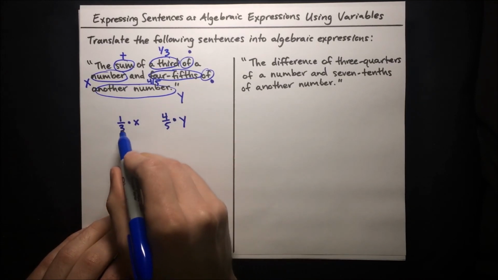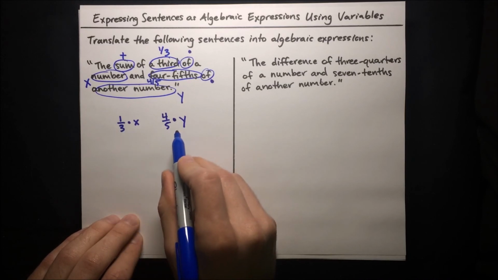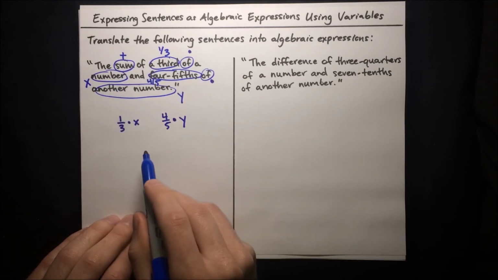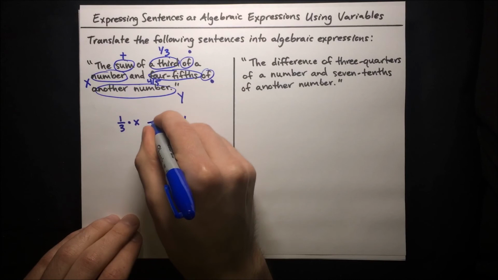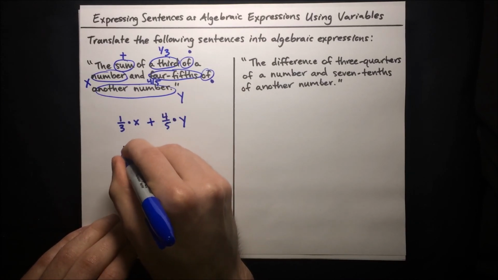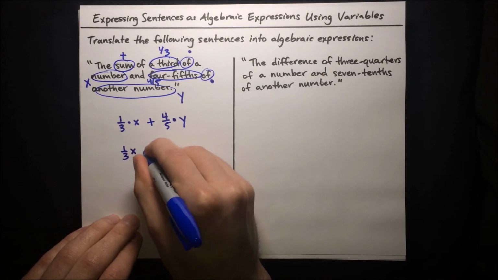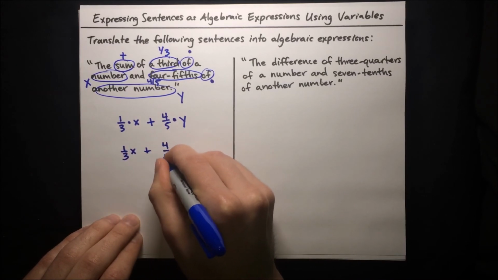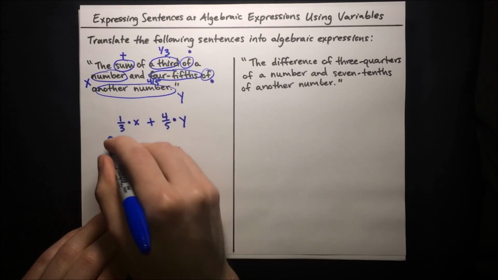Okay, so we've got these two single entities, and then we want to take the sum of them. So that just means add them up, put a plus between them. And using algebra shorthand, we can write that as 1/3 x plus 4/5 y. And there we have it. We're done.